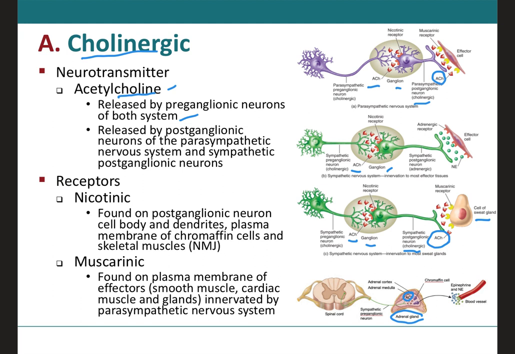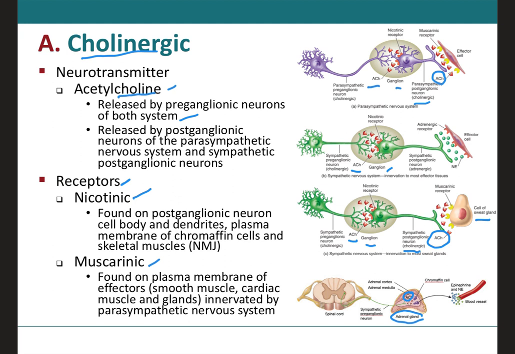Once acetylcholine is released from these cholinergic neurons, it will diffuse across the synaptic cleft, which is the space, and it will bind to specific cholinergic receptors, which are integral membrane proteins located in the postsynaptic plasma membrane. And we have two specific cholinergic receptors: the nicotinic acetylcholine receptor and the muscarinic acetylcholine receptor.